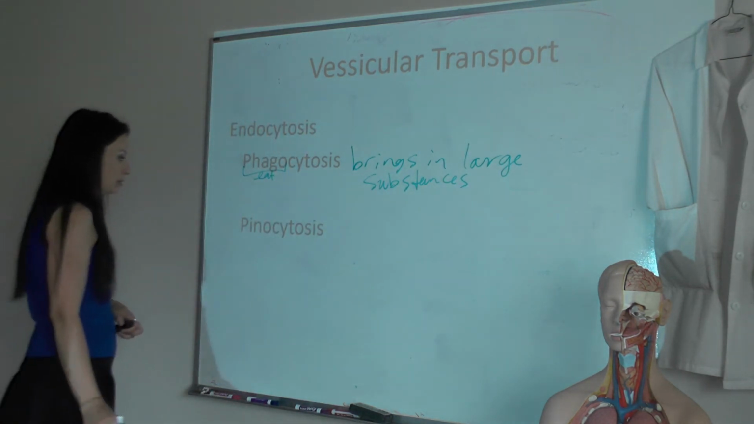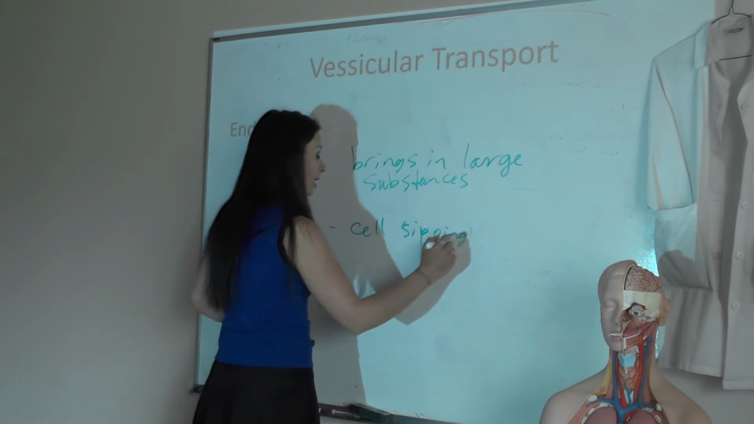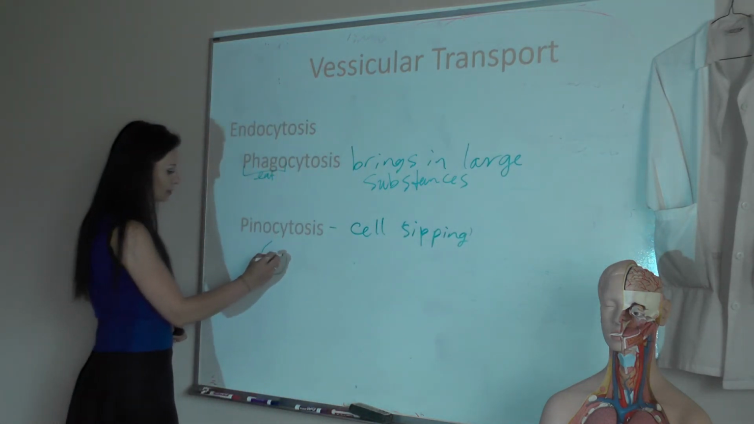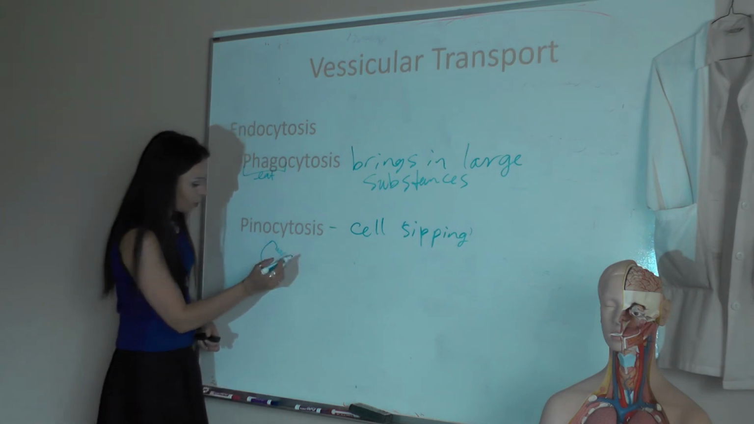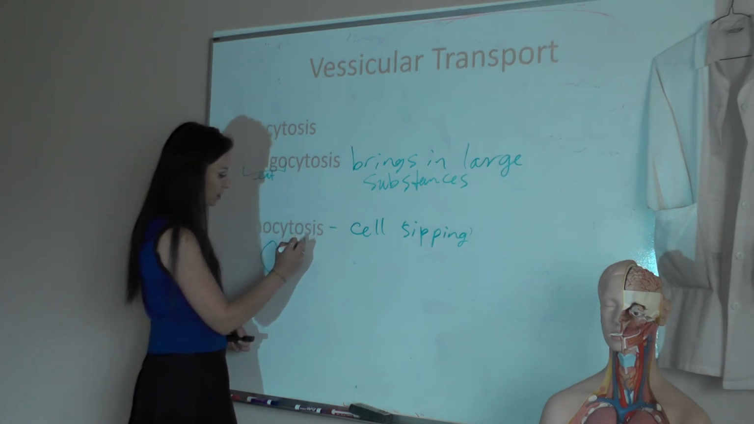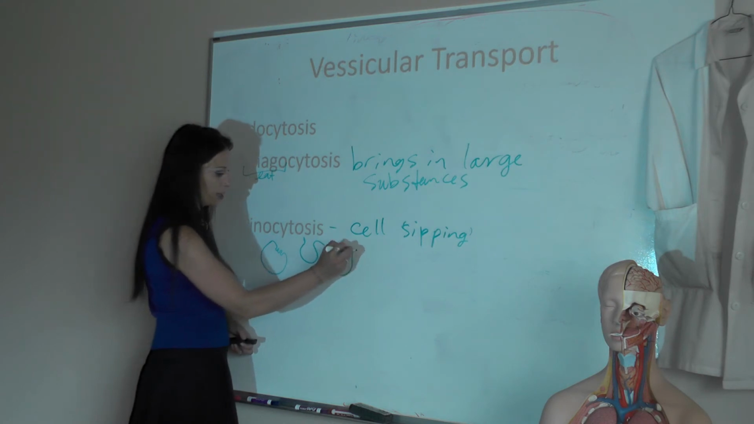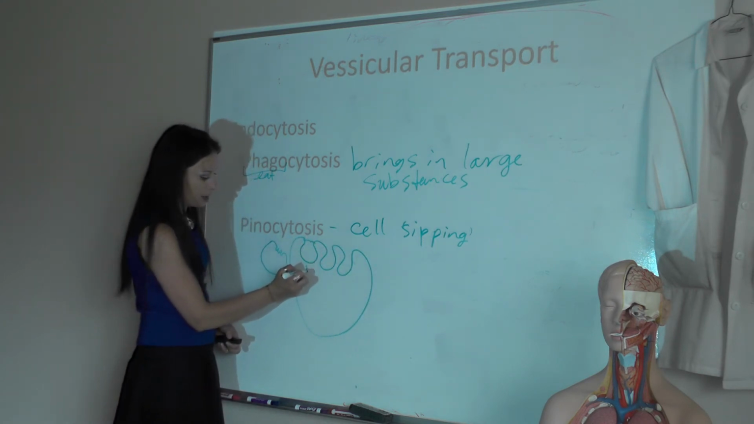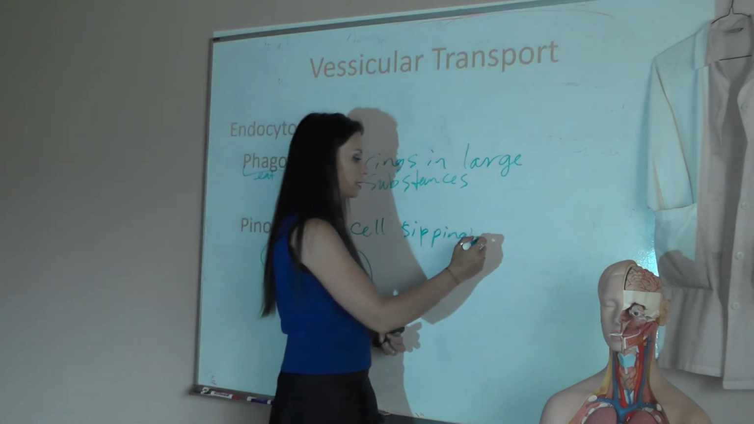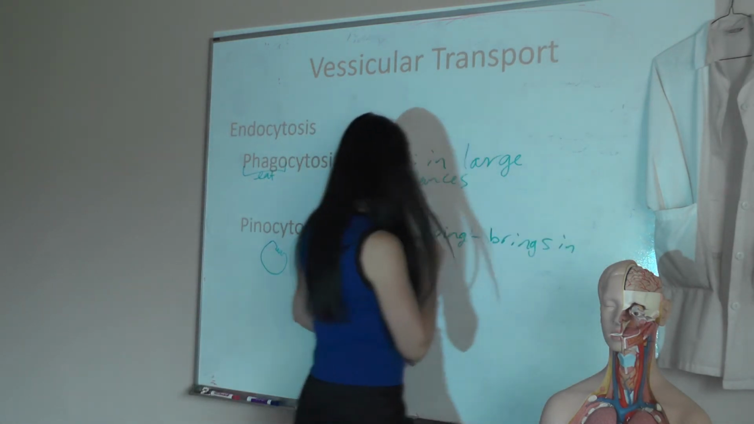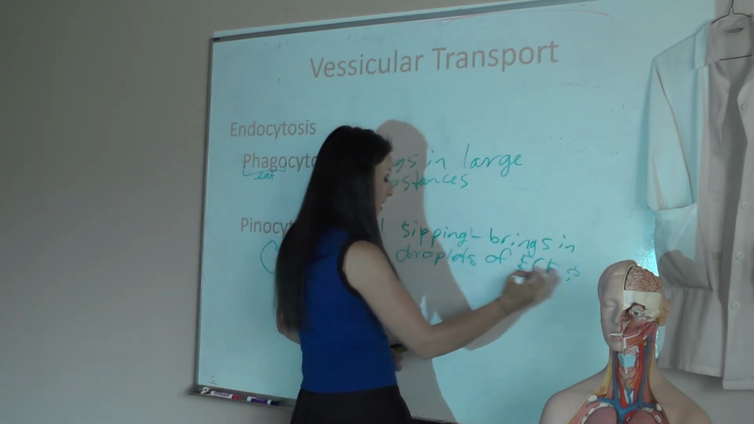The next kind of endocytosis we have is pinocytosis. This is often called cell sipping or cell drinking. That's because the cell is just going to bring in little tiny droplets of extracellular fluid and whatever is suspended in it. At the plasma membrane you would see all these little pinocytotic vesicles forming, several of them lining up. They're going to pinch off and bring in little droplets of extracellular fluid and whatever's in it. So we could say this brings in droplets of ECF, or extracellular fluid, and the suspended solutes.